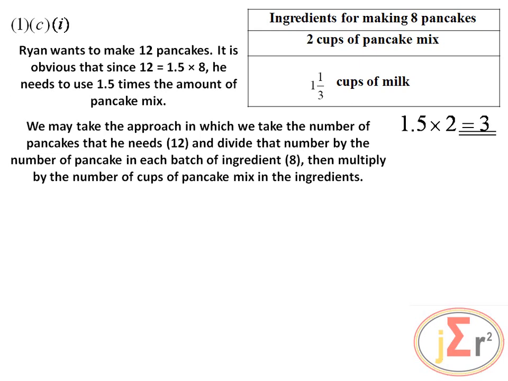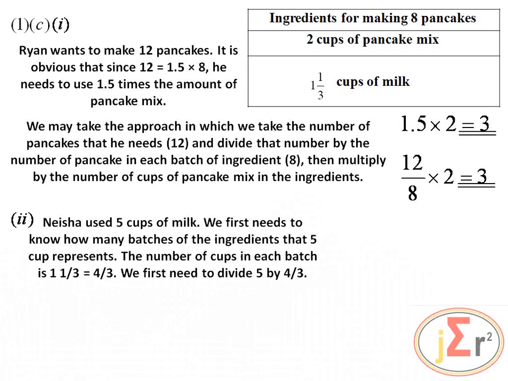Then multiply by the number of cups of pancake mix in the ingredients. So in order to determine the relationship between the number of pancakes that Ryan wants to make and the number of pancakes in the ingredients, we divide the number of pancakes that he needs to make by the number of pancakes in the ingredients. So that is 12 over 8. That result will be multiplied by the number of cups of pancake mix that we have in the ingredients, and we will end up with the same figure, 3.